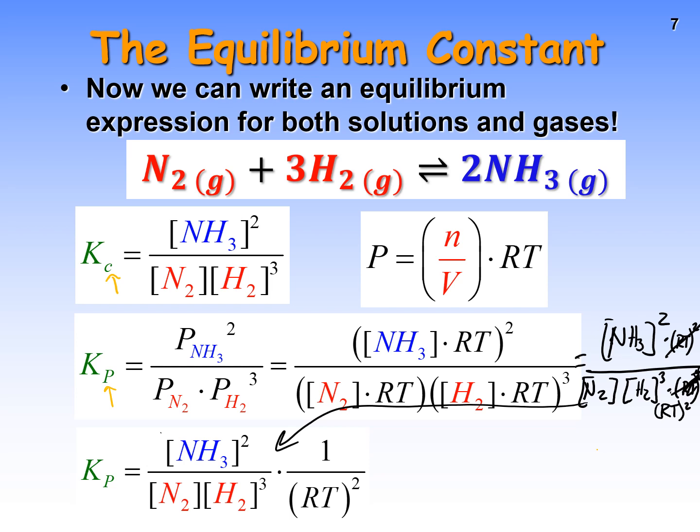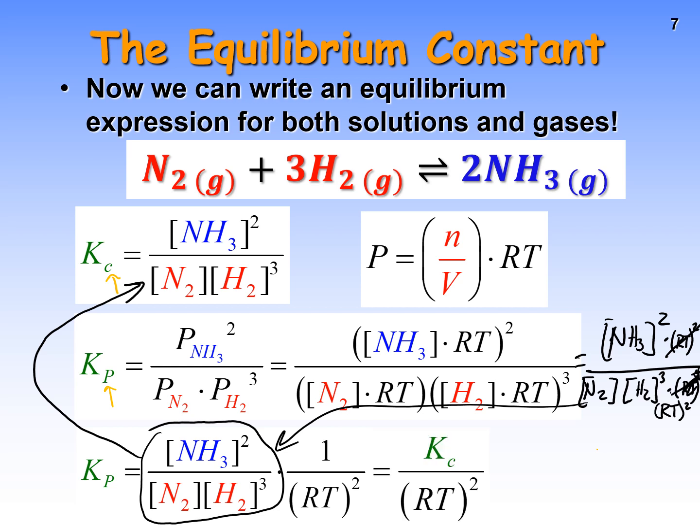Now, what does this term look like? We've seen it somewhere. In fact, on this slide, look, that's the same thing as this. So I can now substitute in that Kp is equal to Kc divided by RT squared. This has created a relationship where Kp is equal to Kc over RT to the power of 2, and now I have an equation that allows me to relate Kp to Kc in this instance.